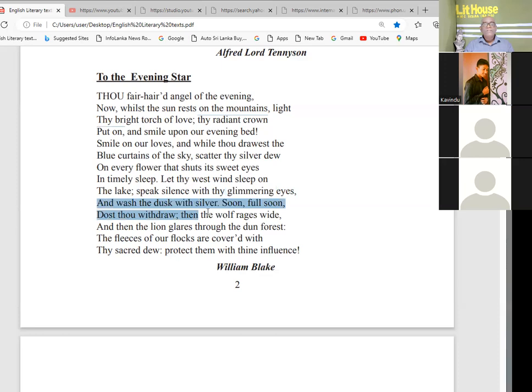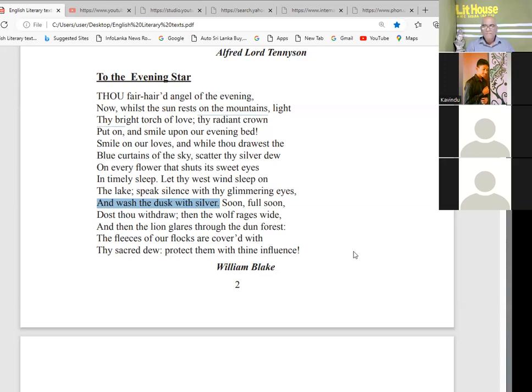And wash the dust with silver. Wash means here destroy. Destroy the dusk, underline the dusk. Dusk means darkness, or danger. There are other, symbolic meanings.